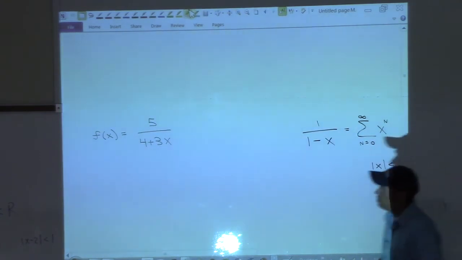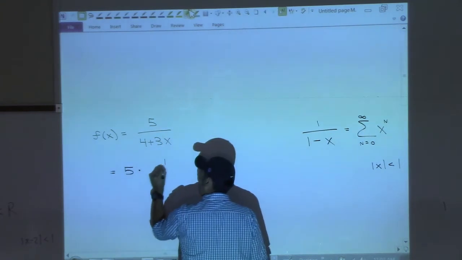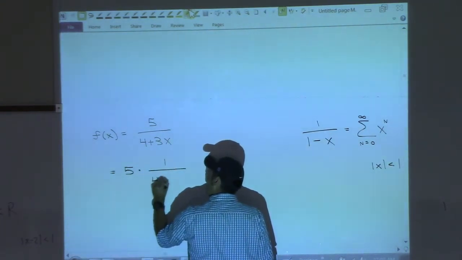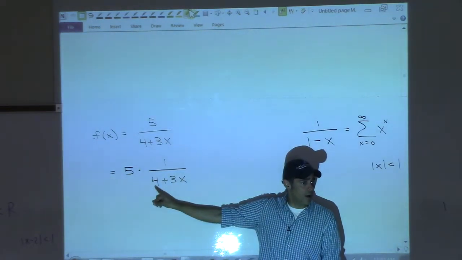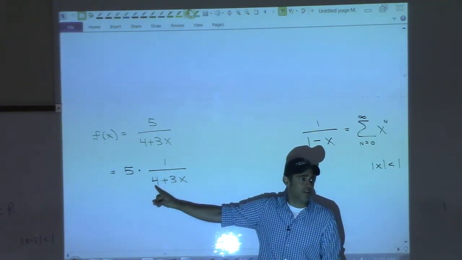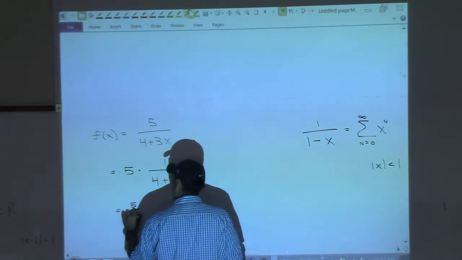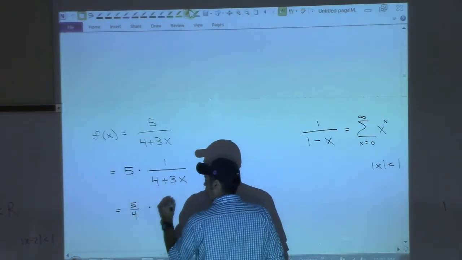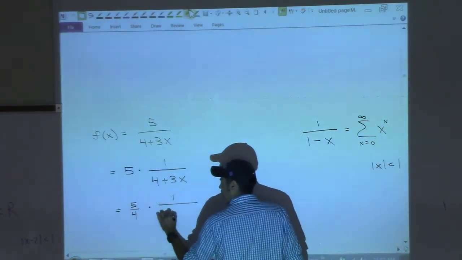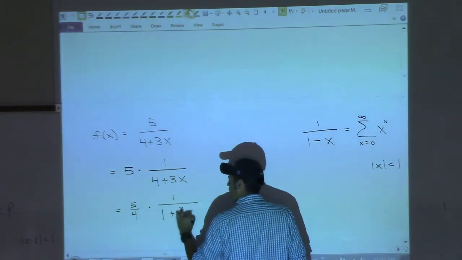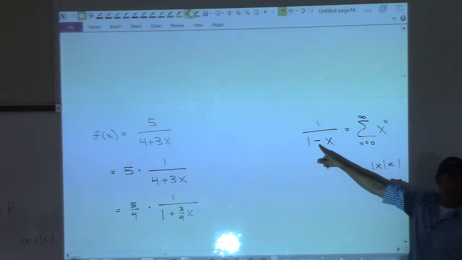So first thing I'm going to do is take that 5 on top and pull that out front. Then I'm going to try and make this 4 turn into a 1. So I'm going to factor a 4 out, and when I factor that 4 out, it'll come out front as a 4 on the bottom. And then what will I have under here? 1 plus 3/4 x, right? We're getting closer. We just need that to be a minus.